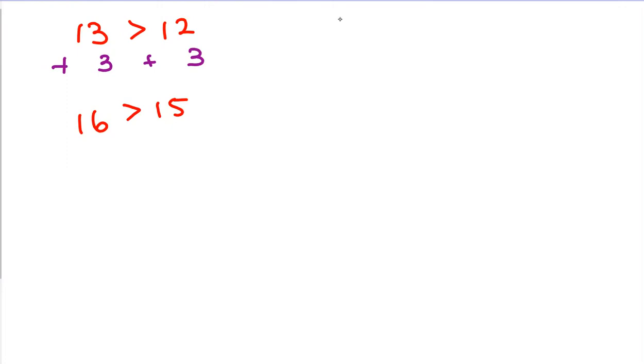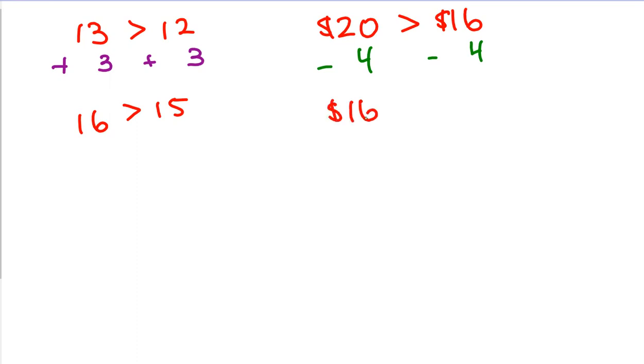Let's say you have $20 and your brother has $16. Now, if you both spend $4, are you going to still have more money than your brother? Well, let's see. If you spend $4 and your brother spends $4, you're going to be left with $16, and your brother is going to have just $12. So yeah, you both spent $4, so you're still going to have more money than he does.